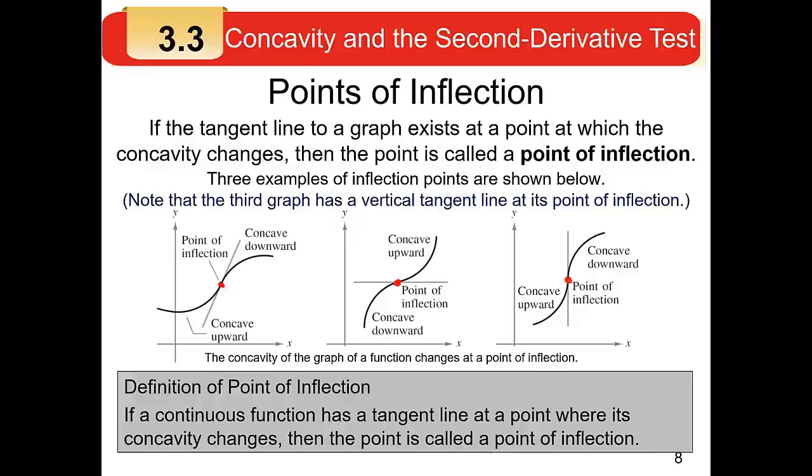So if you want a formal definition of point of inflection, if a continuous function has a tangent line at a point where its concavity changes, then the point is called a point of inflection. This definition should make it pretty clear that at such points as these, the sign of the second derivative changes.